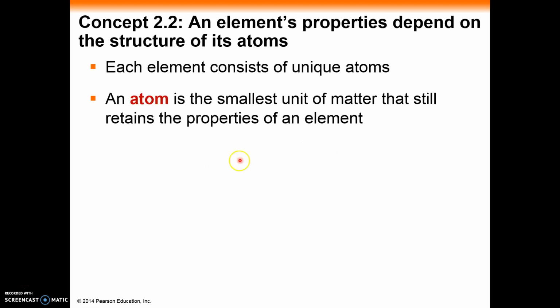So to start off with, each element consists of something unique called an atom. An atom is simply the smallest unit of an element. And how that atom looks is going to tell us how that element behaves and how it would respond in various chemical reactions. So let's keep going right here and go into atoms a little bit more.